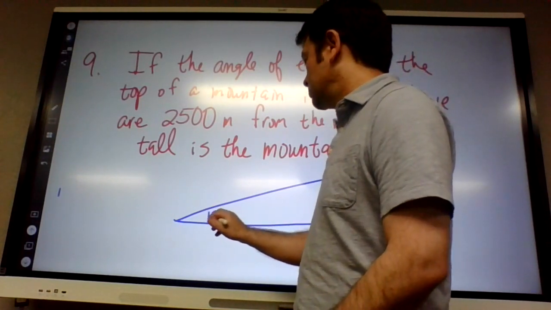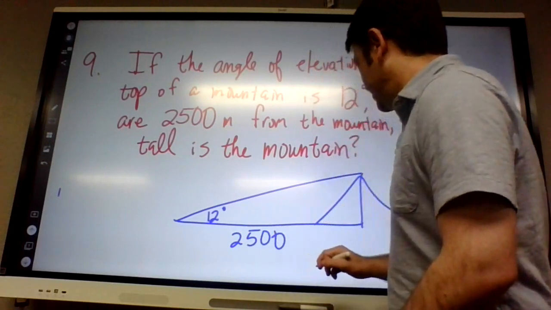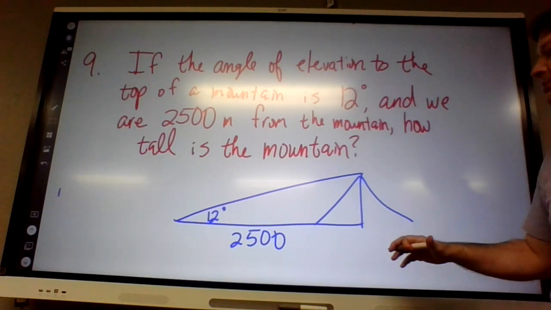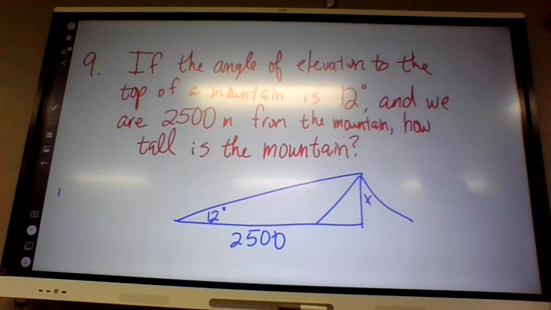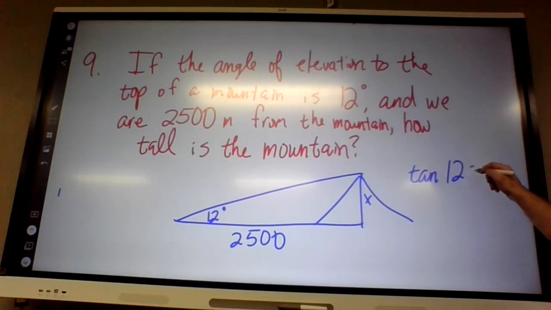Okay, did you guys get this picture? I think so. Yep. So what are we looking for? The height. Mine did not exactly look like that. It's close enough. So how are we gonna set it up? Tangent 12 equals x over 2,500.